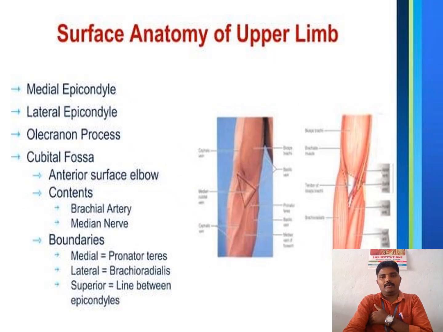Okay. Then the surface anatomy of the upper limb is about landmarking, like the lateral epicondyle, medial epicondyle, olecranon process, then the cubital fossa, the anterior surface of the elbow. The cubital fossa contains the brachial artery and median nerve. Then the boundaries: medially is the pronator teres, laterally is the brachioradialis, and superiorly is the line between the epicondyles.